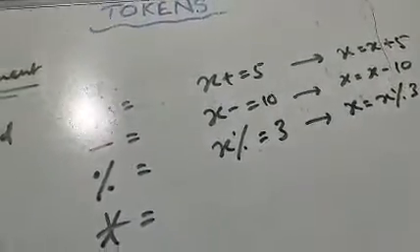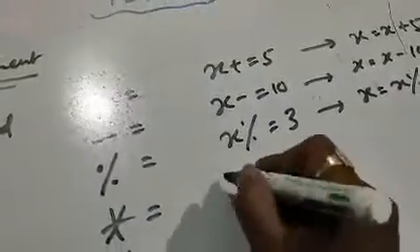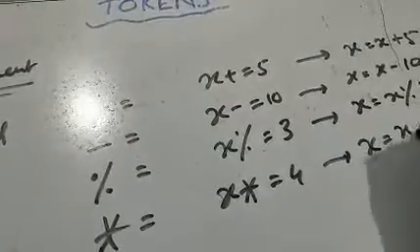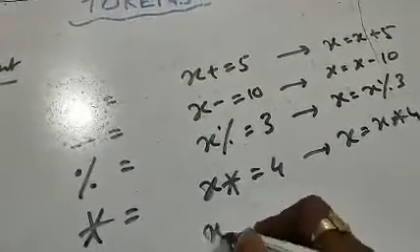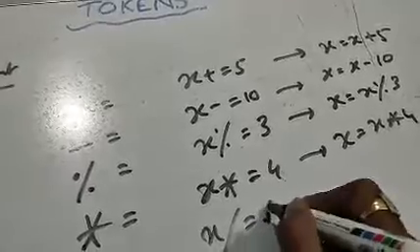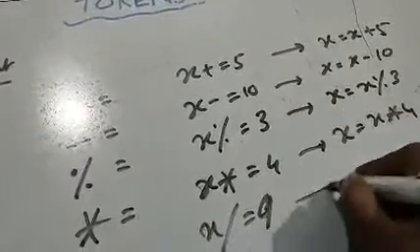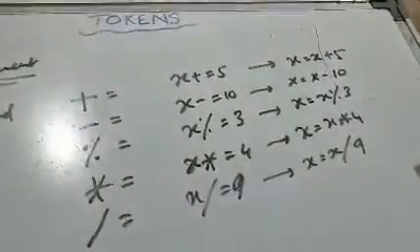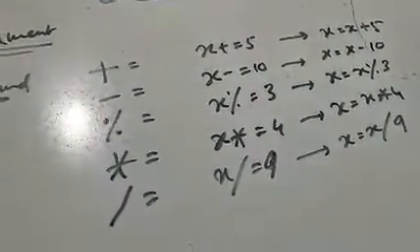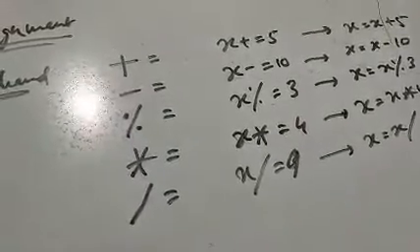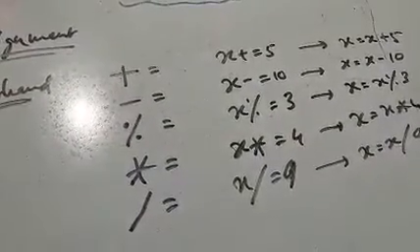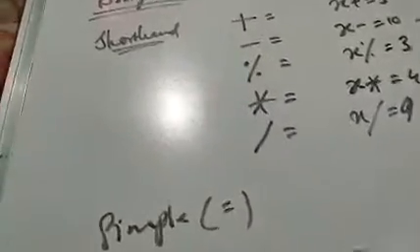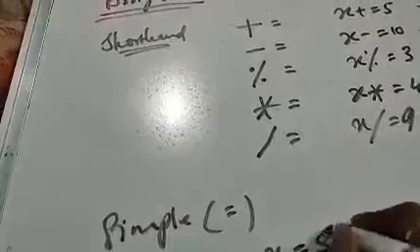It means X is divided by 3 and the remainder will get stored into X again. Then X multiplication equals 4 means X is equal to X into 4. And X slash equals say 9 means X is equal to X divided by 9. That is the meaning. This is how we have the expression. So this is called a shorthand operator. The next operator is the simple assignment operator, that is called the equal to sign. The equal to sign is for assigning a value, X equals 5.